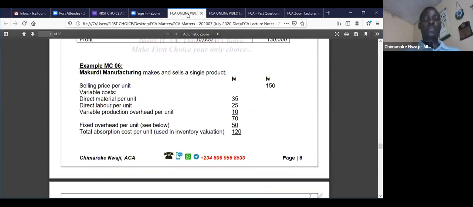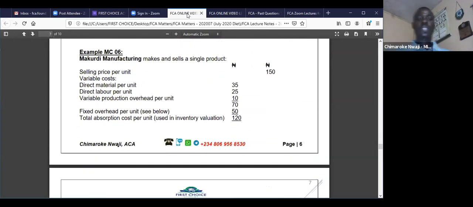Here, this is another example. Example 0.6. We are given the same data: selling price, direct material, variable cost, and they said 70 naira, the same data. They now give you fixed overhead per unit. And then they said see below how they got this 50 naira. So we're going to look at how this 50 naira was gotten later.